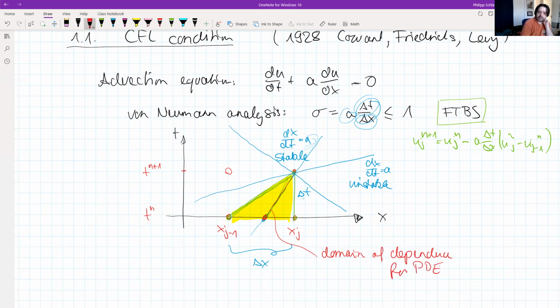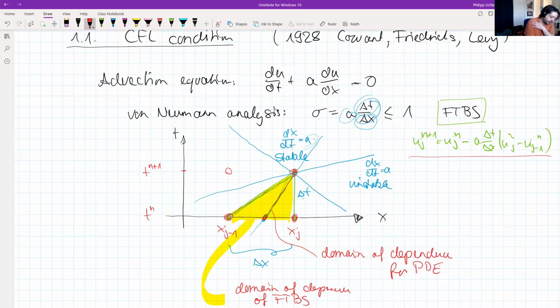But now the question is, what is the domain of dependence formulated for the discrete problem? And actually, it turns out that the domain of dependence for the discrete problem is exactly this yellow region. So this we can say is the domain of dependence of the forward time backward space scheme, the one that I just formulated here, because it depends on the values here and here to calculate this value, which then gives you the shape of this triangle.